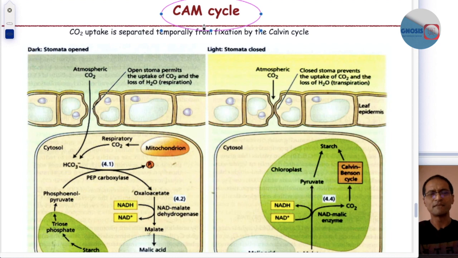And the only difference between the C4 and the CAM pathway is that in the CAM pathway, the initial uptake of carbon dioxide is not separated in space but rather is separated in time from the fixation of carbon dioxide into the Calvin cycle, which means that your atmospheric carbon dioxide is fixed at night when the stomata remain open, and your Calvin cycle takes place during the day when the stomata are closed.